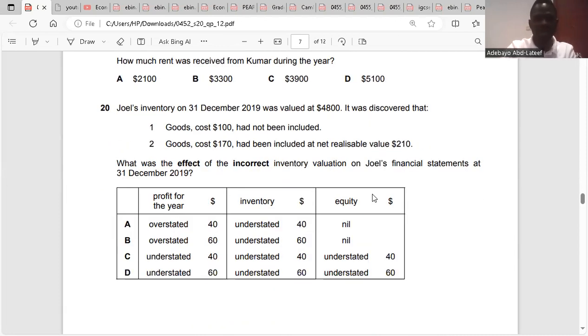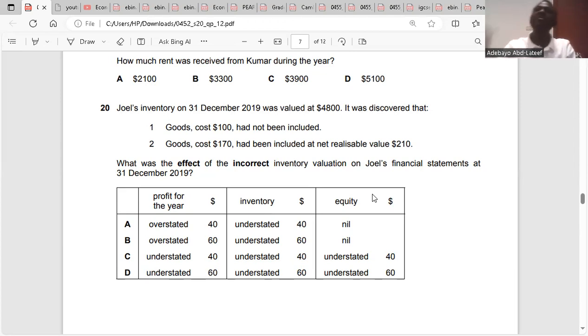Jewel's inventory on 31st December 2019 was valued at 4,800. It was discovered that goods costing 100 had not been included. Goods costing 170 had been included at net realizable value of 210. So the total cost of goods is 270, but the net realizable value for the goods is 210. So the value of the goods has been understated by $60.